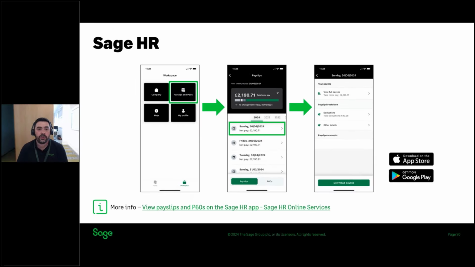So in the App Store or the Google Play Store, employees can download the Sage HR app. They can sign in with the same details that they use for the web portal, and then they can view their payslips from the mobile app, and download the payslip if they need to. They can share it or save it as they would from a traditional browser.